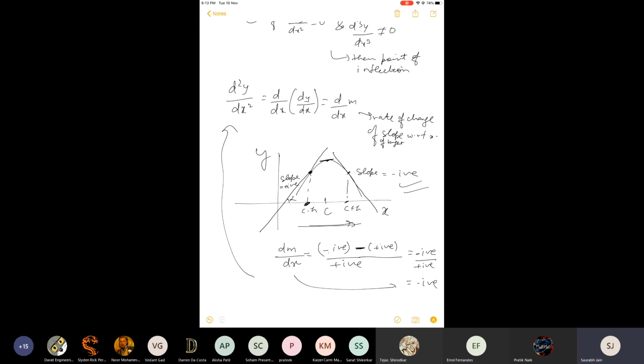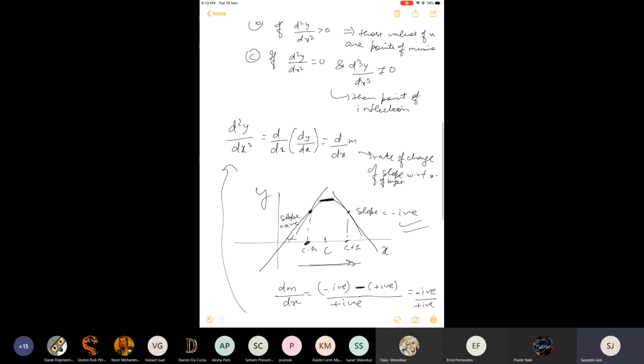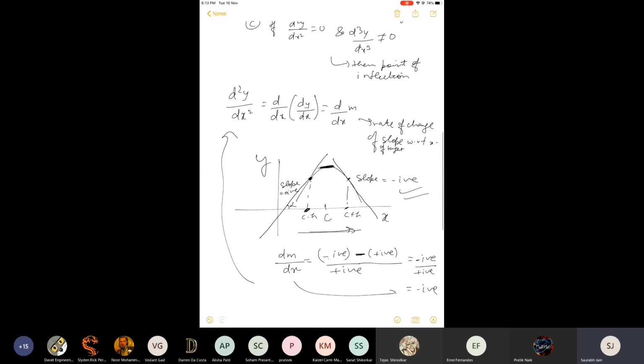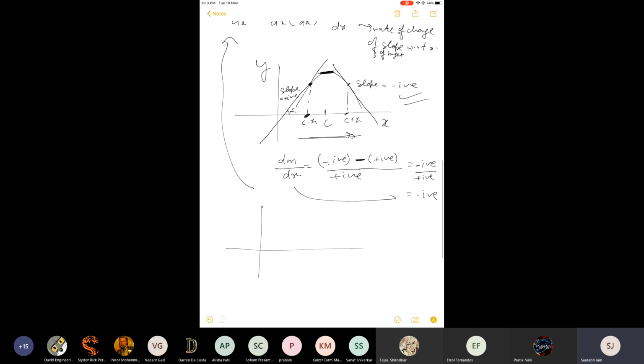Second derivative is negative when it crosses a point which is assuming maxima. That is why they say that if d2y by dx square is negative, those values of x are points of maxima. Same concept can be applied for minima. Just change this graph, something like this. Now it is minima.